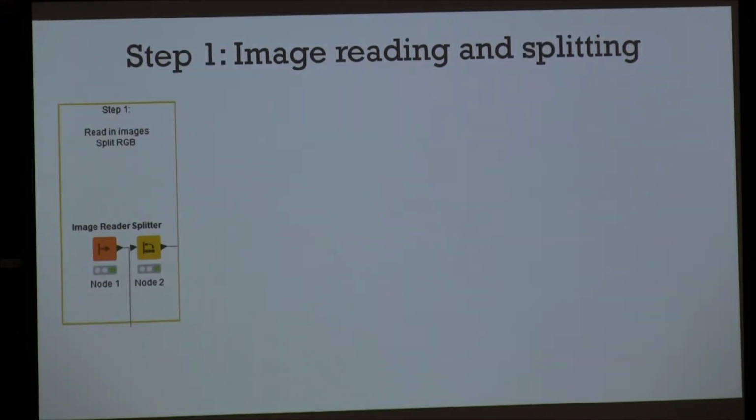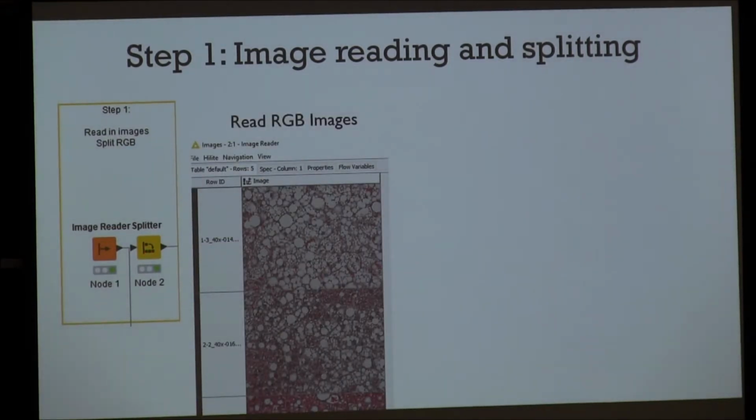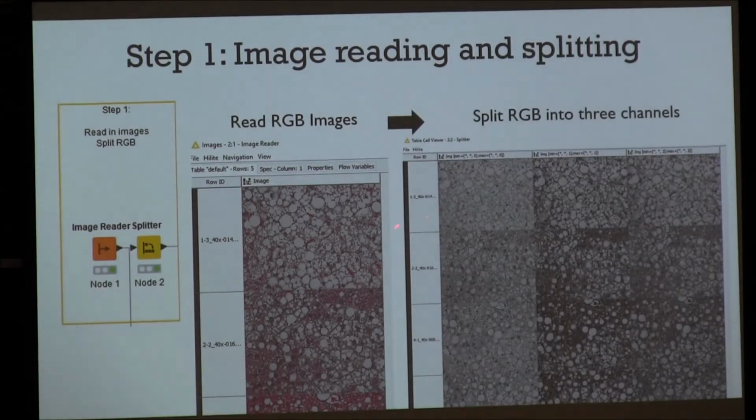So the image reader node is simply going to take in the images, and then hand off the images to the splitter. In this case, I'm starting with this multicolor image. At the time I made this workflow, Ilastik wasn't able to work with multicolor images yet. It can do that now, so the splitting step is not necessary. But in this case, the splitter will just split it into these 3 different images.